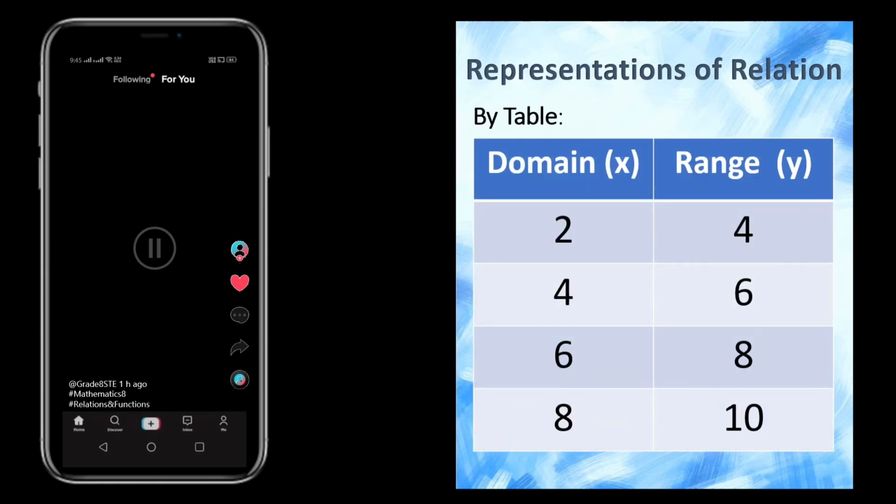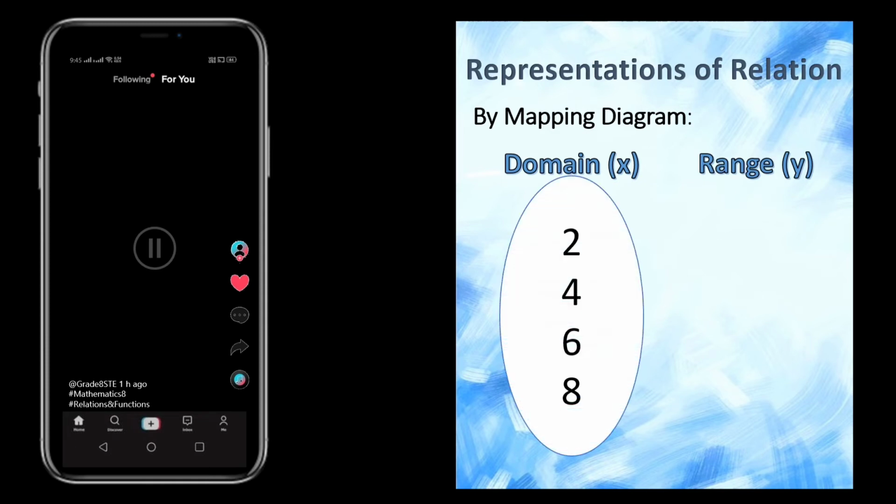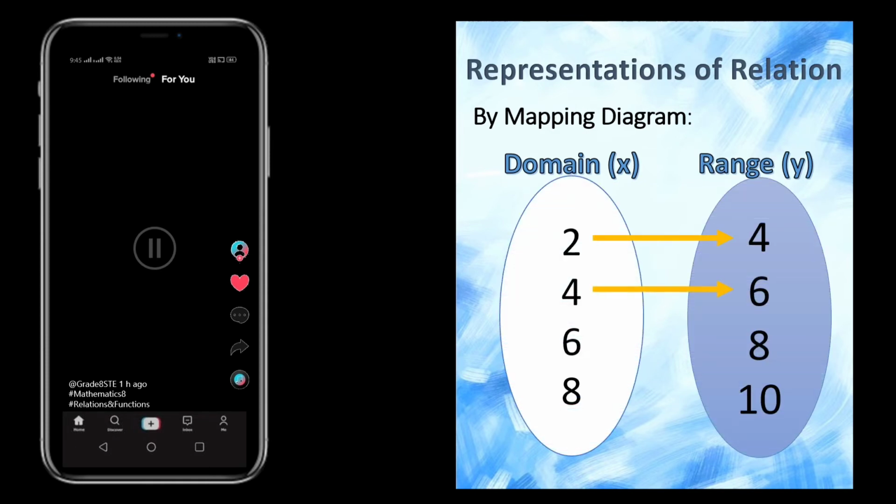Meron na tayong 2, 4, 6, and 8. So, add lang daw tayo ng 2 sa bawat x natin para makuha naman ang value ng y. So, we have 2 plus 2 equals 4, 4 plus 2 equals 6, 6 plus 2 equals 8, and 8 plus 2 equals 10. Ito na niyan ang magiging itsura niya sa table. Next, by mapping diagram. List lang natin yung nakuha nating domain and range or yung x and y natin. Then, we use arrows to show the relation.